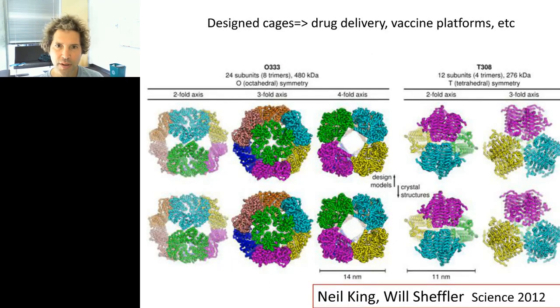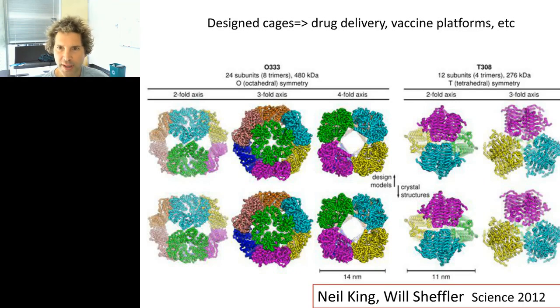This just shows you another view. The cube I just showed you is on the left. A cube has different symmetry axes, and this just shows views down the different symmetry axes of the design model and the crystal structure. As I showed you before, they're very similar. Here's another one, which is tetrahedral.